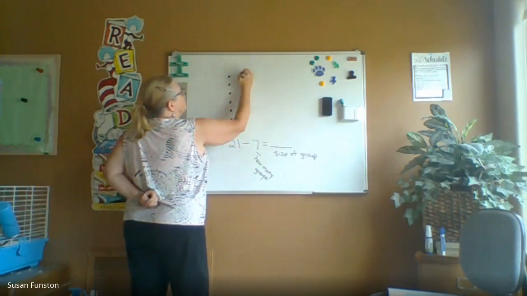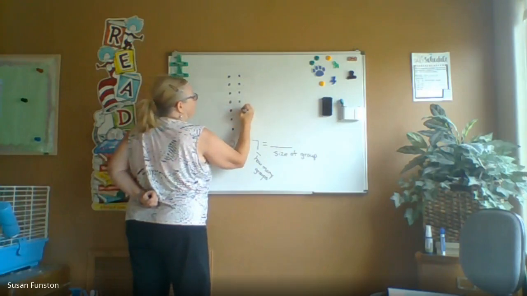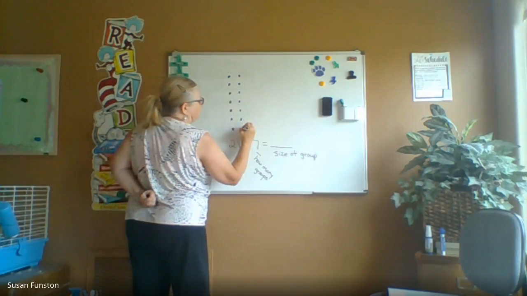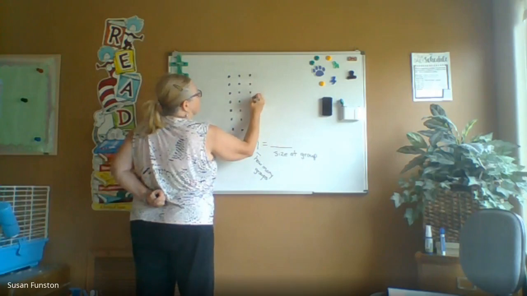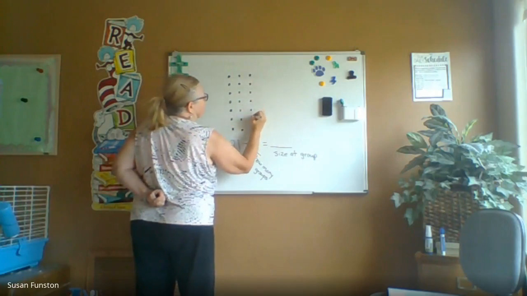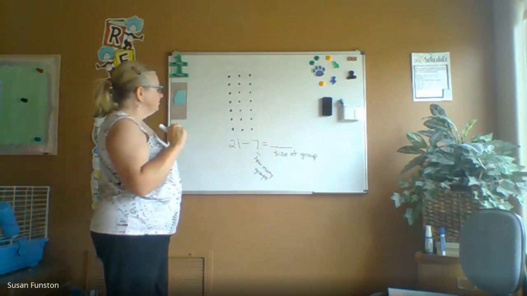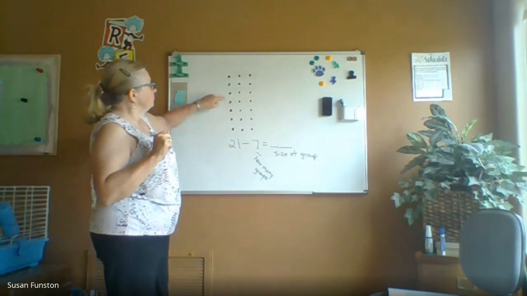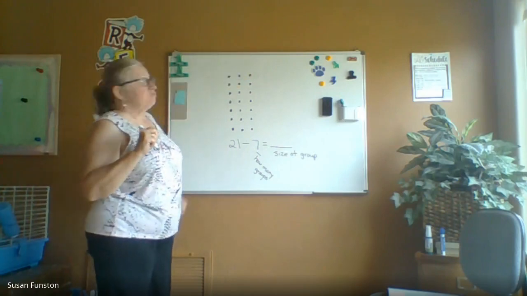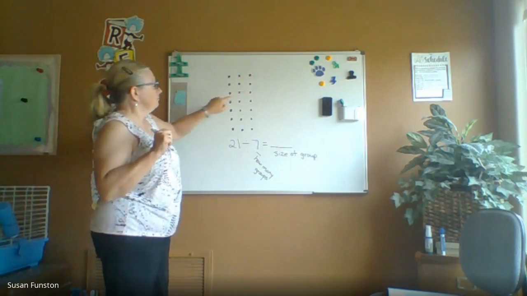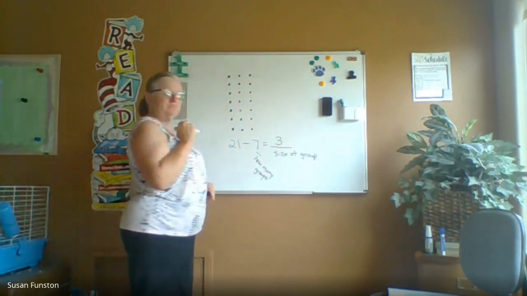Now I have 2 in this group, 8, 9, 10, 11, 12, 13, 14, 15, 16, 17, 18, 19, 20, 21. 21 is how many I want. That's what I started with. And I divided them into 1, 2, 3, 4, 5, 6, 7 rows. How many are in each row? 1, 2, 3. So the size of my group is 3.